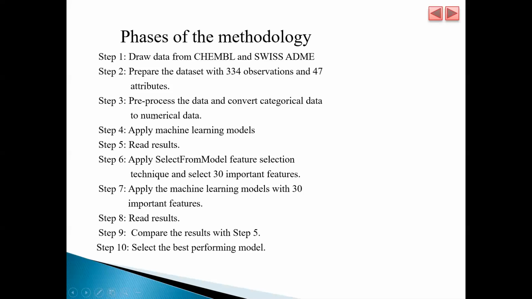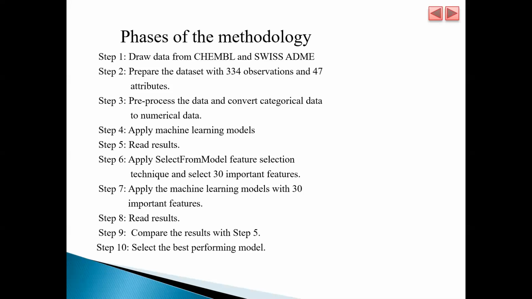Once the pre-processing is done, we apply the machine learning models, and then we read the results. After that, to improve the prediction accuracy, we go for a feature selection technique, SelectFromModel. It's not like reduction, it's exactly like selecting the important features. We rank the features, select the top 30 important features, and then apply the machine learning models again. Now we read the result. We compare the previous result without feature selection with the result after feature selection, and now we select the best model.